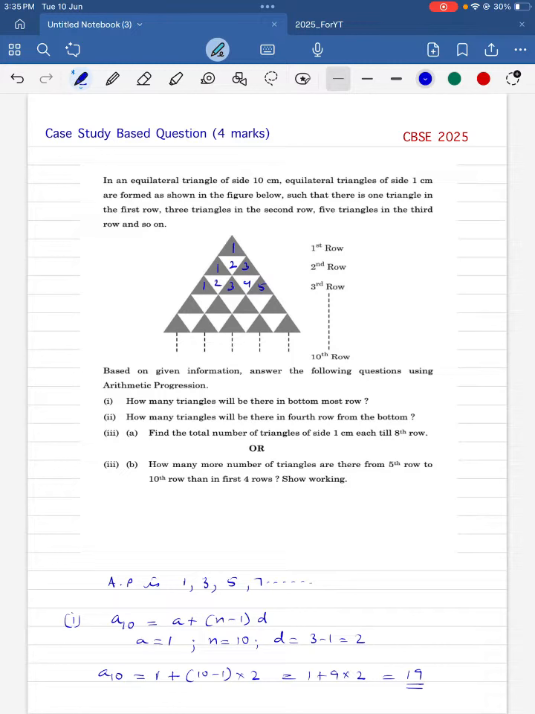Now let's look at the second part of the question. How many triangles will be there in the fourth row from the bottom? Now which row will be the fourth row from the bottom? This is the first row. The 9th row will be the second row. The 8th row will be the third row, and the 4th row will be the 7th row from top. Okay, so in order to find the number of triangles in the 4th row from the bottom, it will be enough to find out the number of triangles in the 7th row from the top.